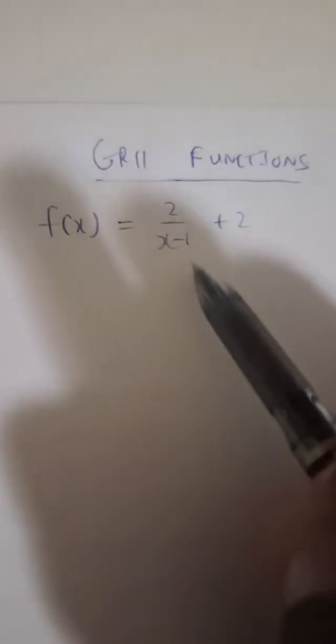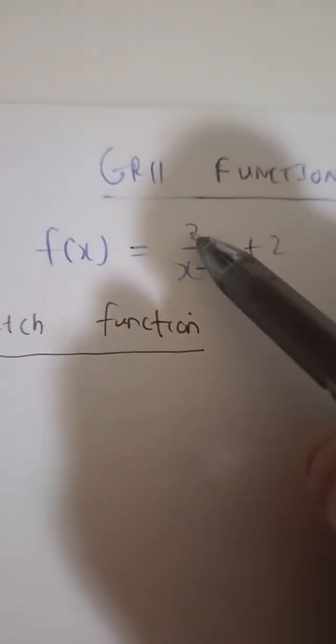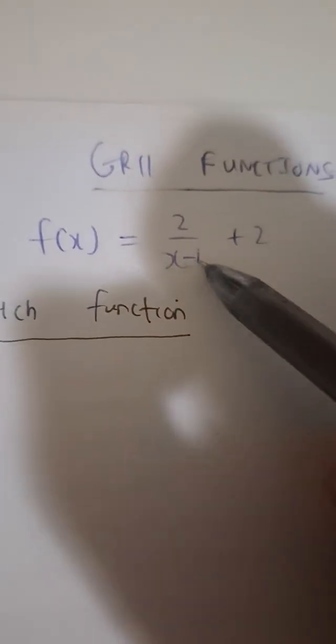So we have f of x equal to 2 over x minus 1 plus 2, and our first question is they want us to sketch the function. So let's see how we are going to go about that. If we are going to sketch the function, what we do is we need to do the planning first, where we check what we have. So we have, for instance, 2 over x minus 1.